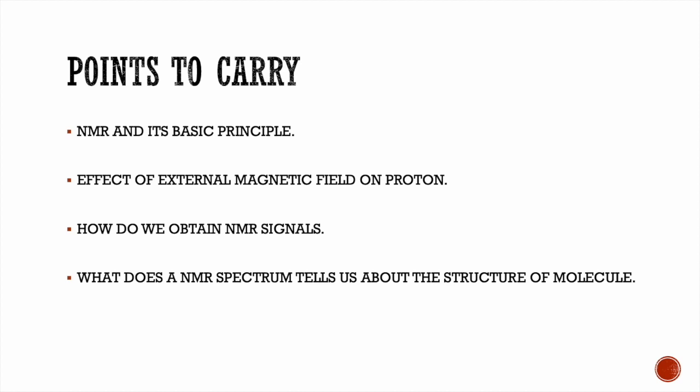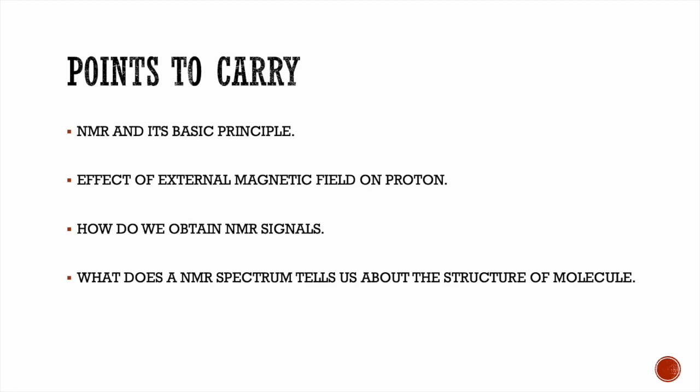Then we studied how we obtain NMR signals. When is a signal obtained? Is it based on the same concept as we learned in the IR spectroscopy video, or is it something different? Yes, of course it is a bit different. We are changing the value of the external magnetic field consistently. Last of all, we came across the information about what an NMR spectrum tells us about the structure of a molecule.